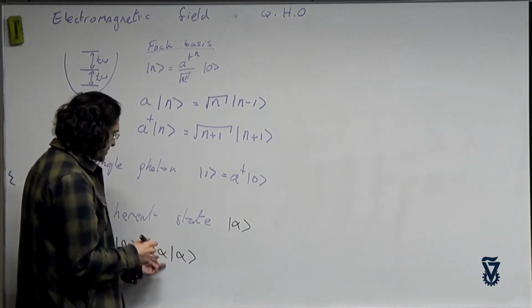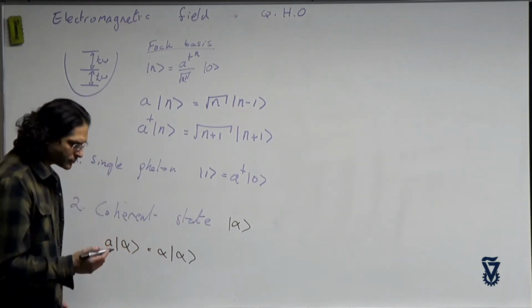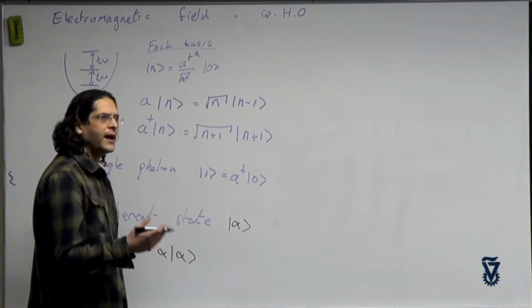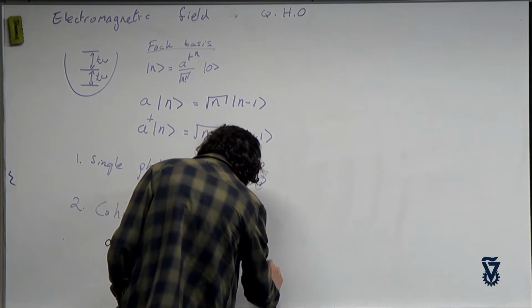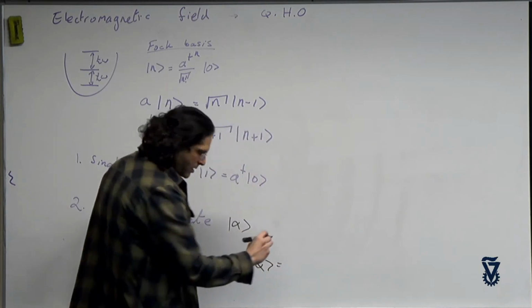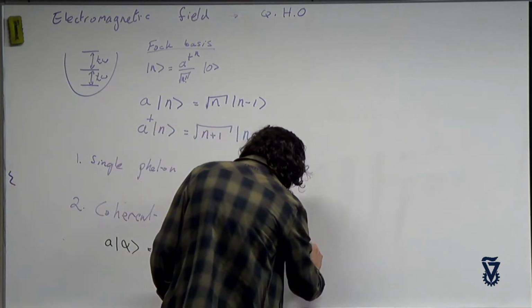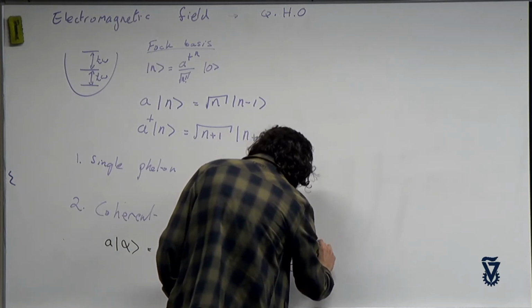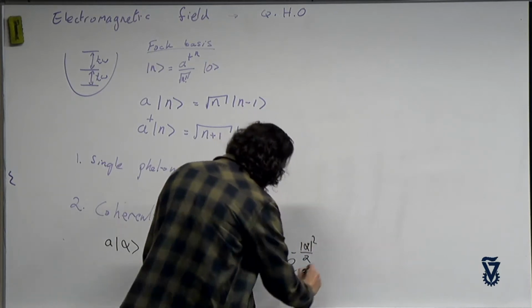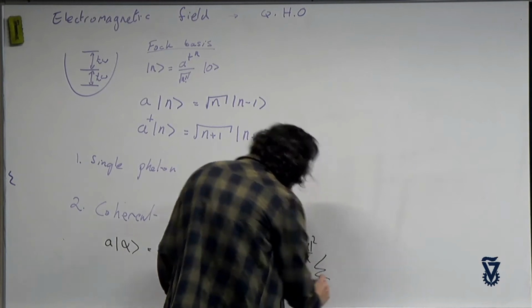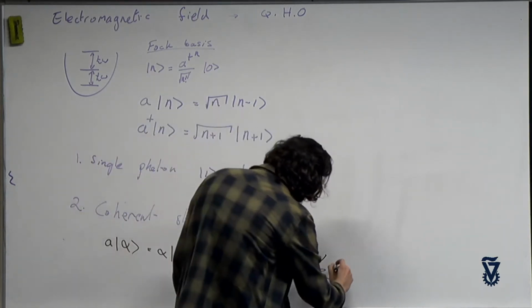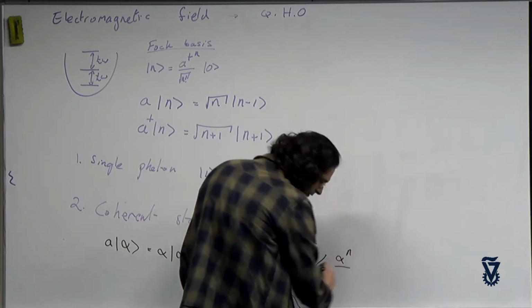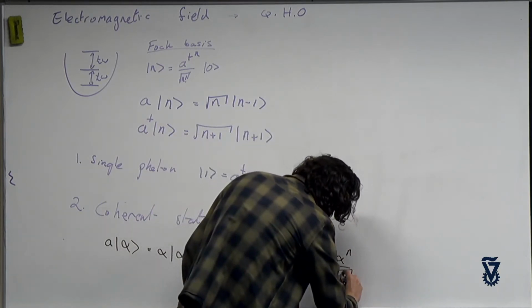And also using a self-consistent equation, we calculated what alpha is in the Fock bases. And we saw that alpha in the Fock bases was e to the minus alpha squared over 2. This was the normalization factor. And we saw that it is a sum, basically a superposition of many Fock states, alpha to the power of n over square root of n factorial, times n.